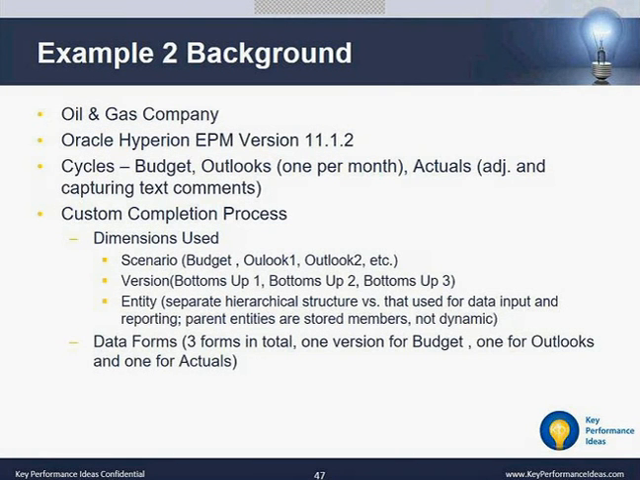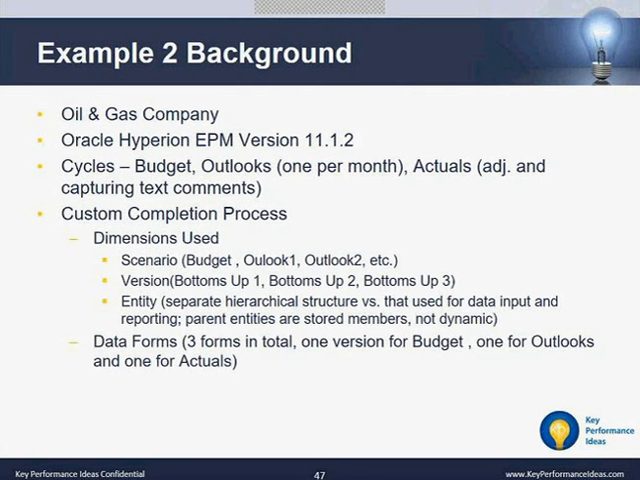And in my second example, this is an oil and gas company that was using version 11.1.2. They had budget and outlook cycles, which were essentially forecasts, and they did forecasting on a monthly basis. They also had an actual cycle where they were allowed to do some adjustments and capture some text comments. So for them, the custom completion process was similar. They defined it using the scenario, version, and the entity.